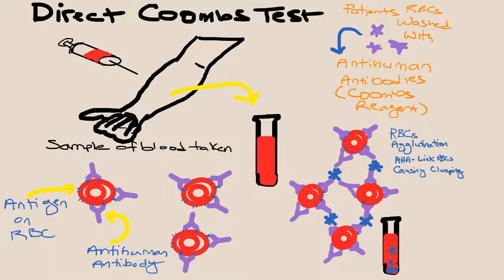So we can also see if mom's antibodies, a mom who is Rh negative and an Rh positive baby is being born, we can see on the cord blood if the antibodies are passing in to destroy the fetus's red blood cells.